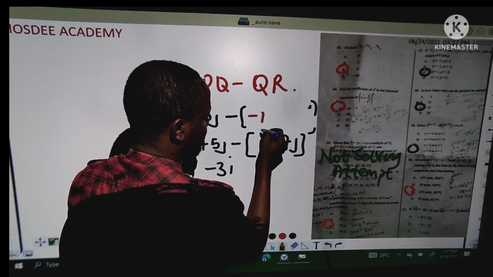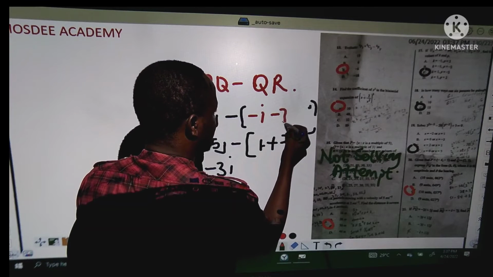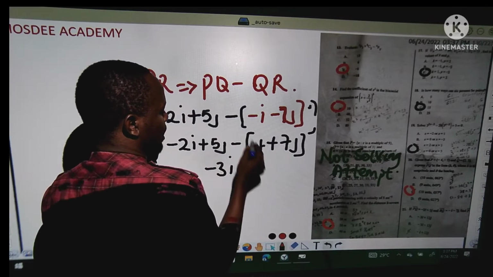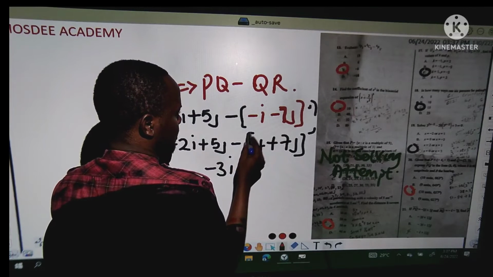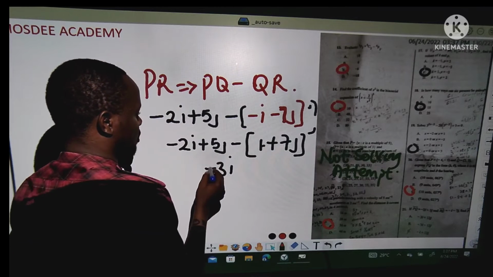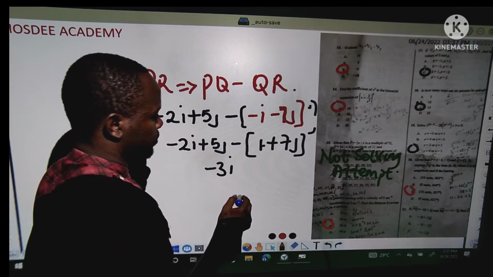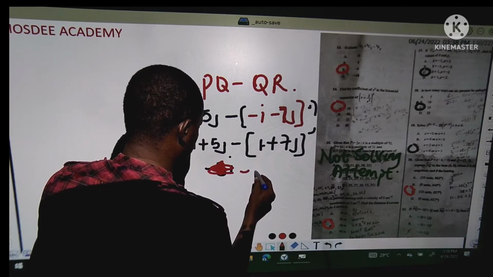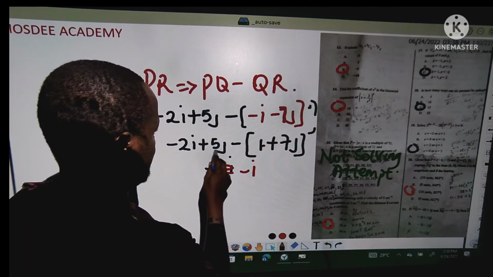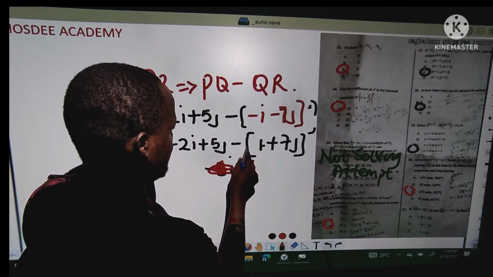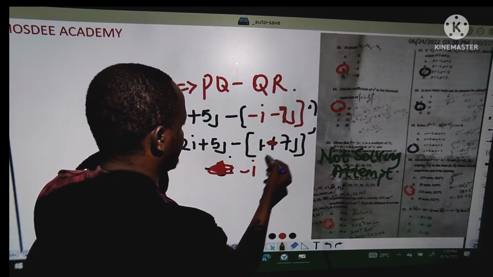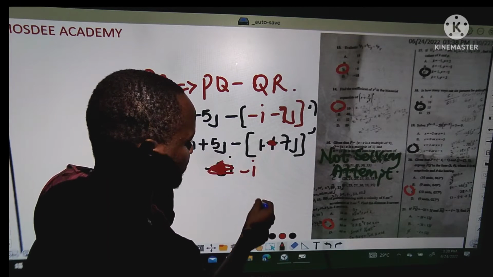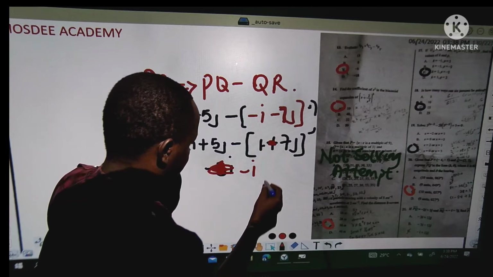Minus i cap minus 7j. So let's solve this one. And it will be minus, that is plus, minus 2 plus 1. Minus 2 plus 1 is minus 1. Then here we have, remember, this is 5 minus 1. We have 5. This is plus now, plus 7. Am I right? That's 12.